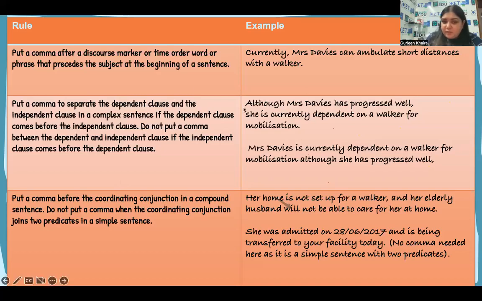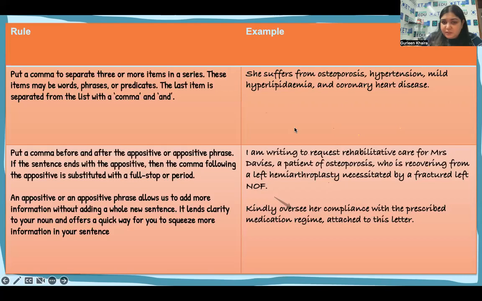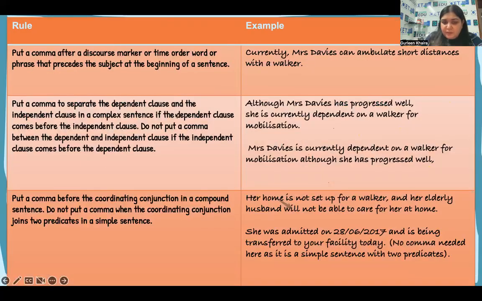So rule number 2, the first point of rule number 2: if the dependent clause comes second and the independent clause comes first, then they are not separated with a comma. That's why it will not be separated with a comma.